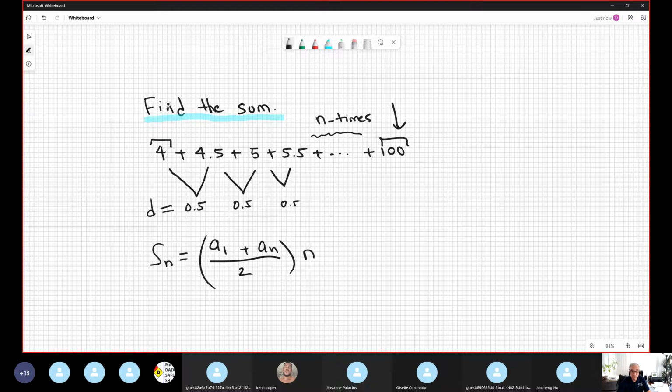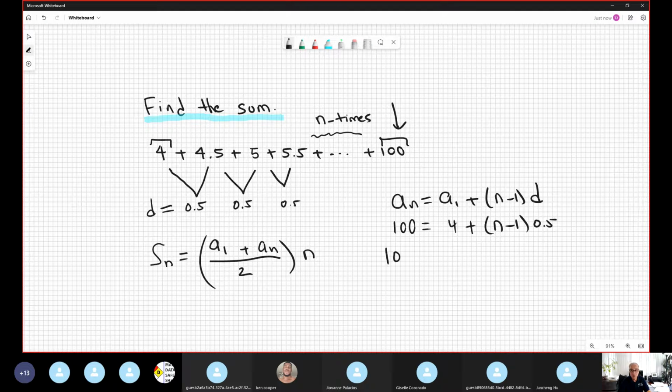And the complementary formula is a sub n is equal to a1 plus (n minus 1) d. A sub n is 100. A1 is the first term, which is 4. N is what I need to find, and d is 0.5.